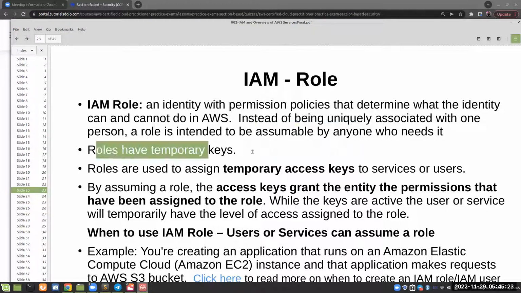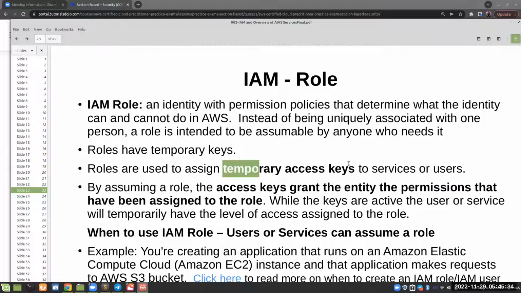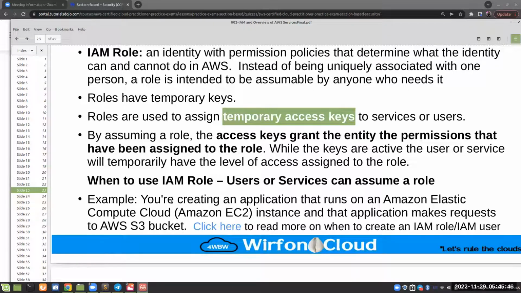Roles always have temporary keys. You see, it's temporary. Roles are used to assign temporary access keys to services or users. They have temporary access keys, right? So by assuming the role, the access keys grant the identity the permissions that have been assigned to the role. And then here's an example. We are creating an application that runs on an Amazon Elastic Compute Cloud instance, and that application makes requests to AWS S3. So that's when you can use a role. So here's an application that is accessing an AWS resource.